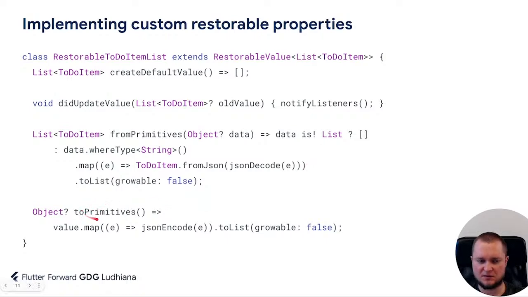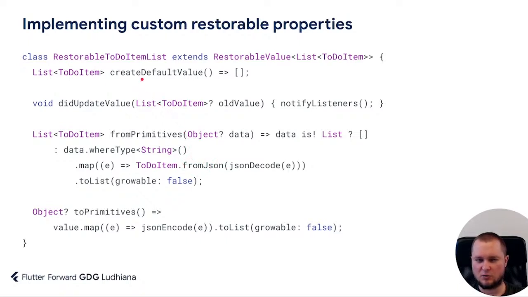And we have two methods, from primitives and to primitives, for serialization and deserialization respectively. So in case of converting to primitive values, we simply map each element to the string JSON representation, and we have a list of strings as the output. And oppositely, in the from primitives method, we map each string to JSON, make a to-do item out of this JSON, and collect all the items to the list.